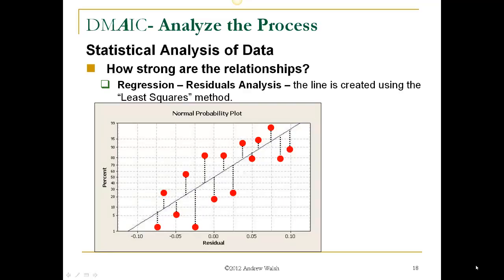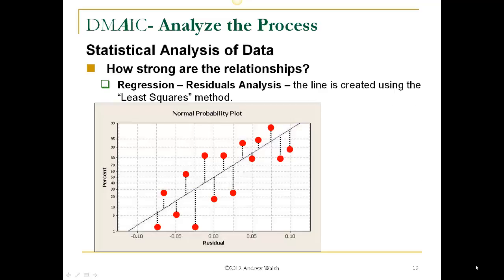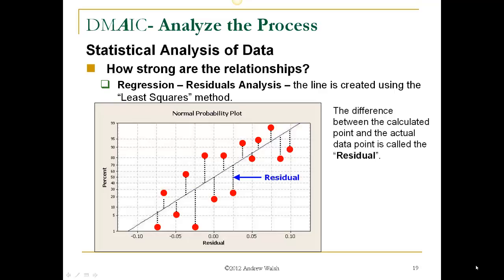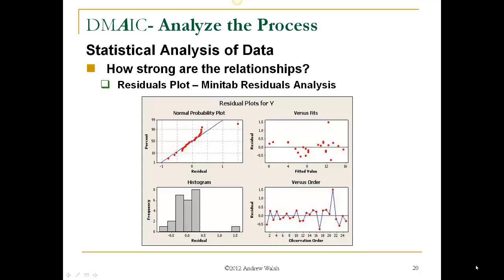Residual analysis. The line is created using the least squares method in this regression model. The least squares method finds the best line by minimizing the total squared error between the actual value of the data and its calculated point on the line. The difference between the calculated point and the actual data point is called the residual. These residuals are important. Analysis of them can reveal if the model is a good fit and how good, or if there are any problems that we may want to know about. So let's look at that.